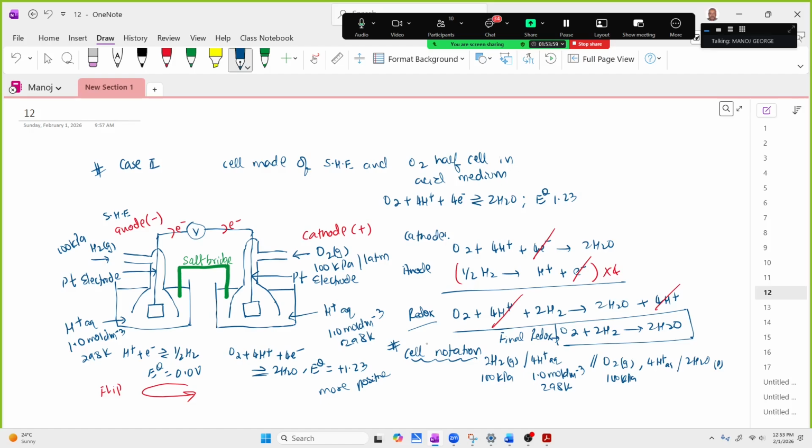Is the cell notation okay? Anode H2 lost the electron to form the H plus. At the cathode, the oxygen half cell, that's the one gaining the electrons and changing into H2O. Guys, yes or no if everything is okay?